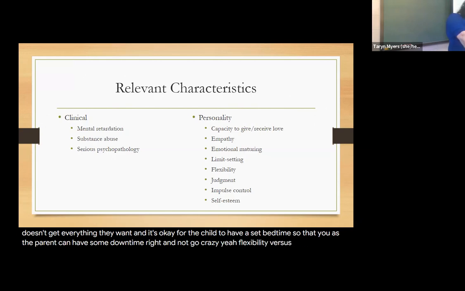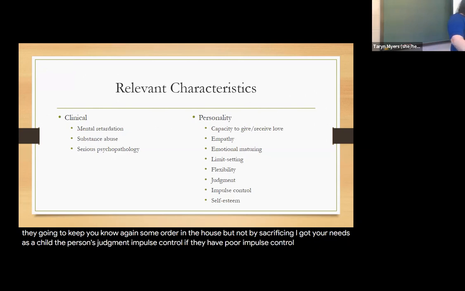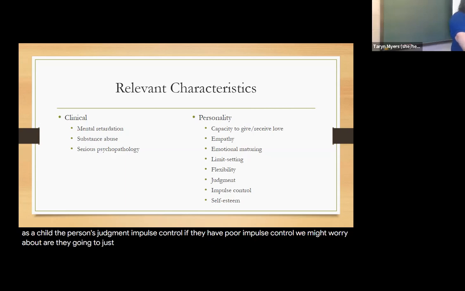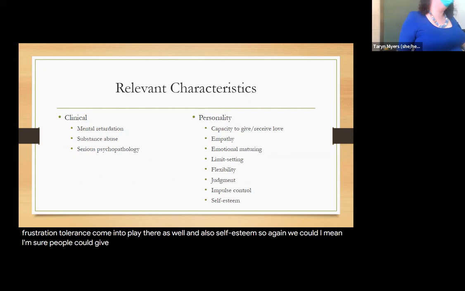Flexibility versus rigidity. So are they going to keep, you know, again, some order in the house, but not by sacrificing, again, the needs of the child. The person's judgment, impulse control. If they have poor impulse control, we might worry about, are they going to just leave the child, right? Or are they going to abuse them? Things like frustration tolerance come into play there as well, and also self-esteem. So again, I'm sure people could give a whole class on child custody evals, but that at least gives you a little indication of what we're looking at.